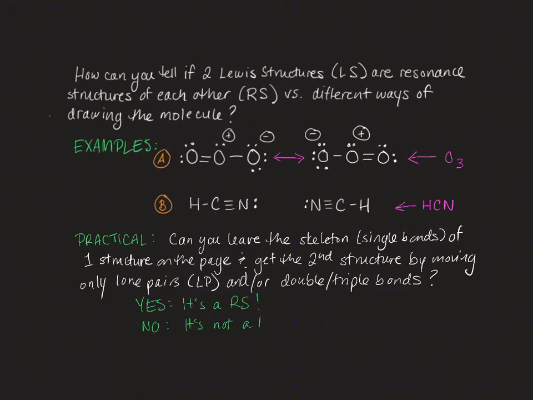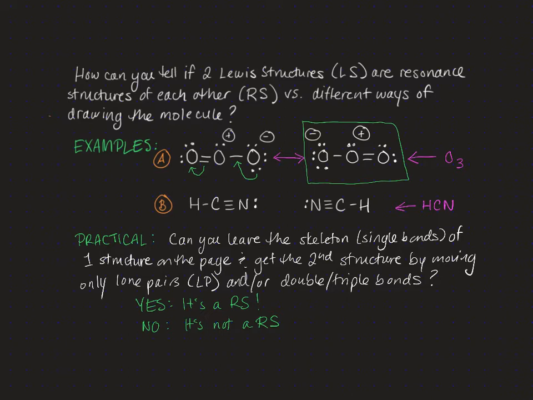It's very simple. This is a practical explanation, so I'll walk you through it with this one. If I look at the top example, I can take my first picture and I can leave everything where it is on the page, and I can move that double bond there, and I can move this double bond here. And when I do that, I end up with this structure, right? I didn't have to move any atoms. All I had to do was move lone pairs and double bonds, and I can get the structure on the right.